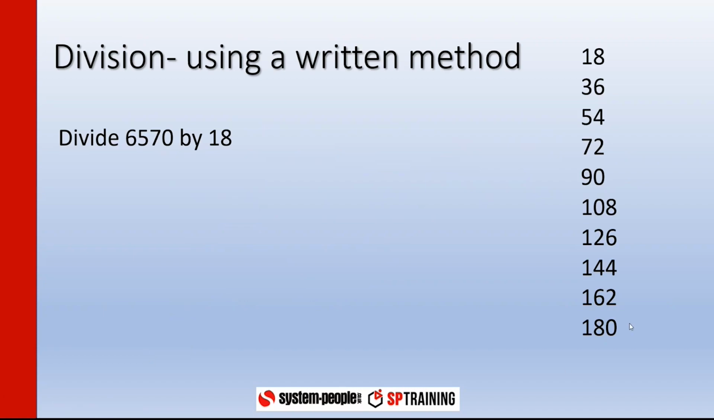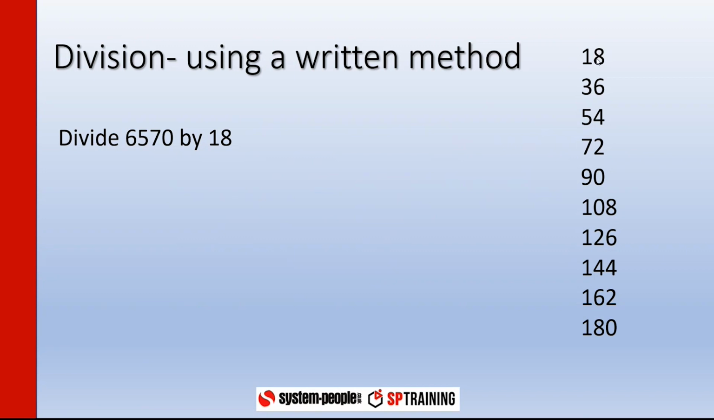But what about numbers where you've got 2 digits? So here we have our next one, which is dividing 6570 by 18. And there's no substitution for it. I would always write down your multiples of the number you are dividing by. It may seem to take up a bit of time, but it will help you in the long run.